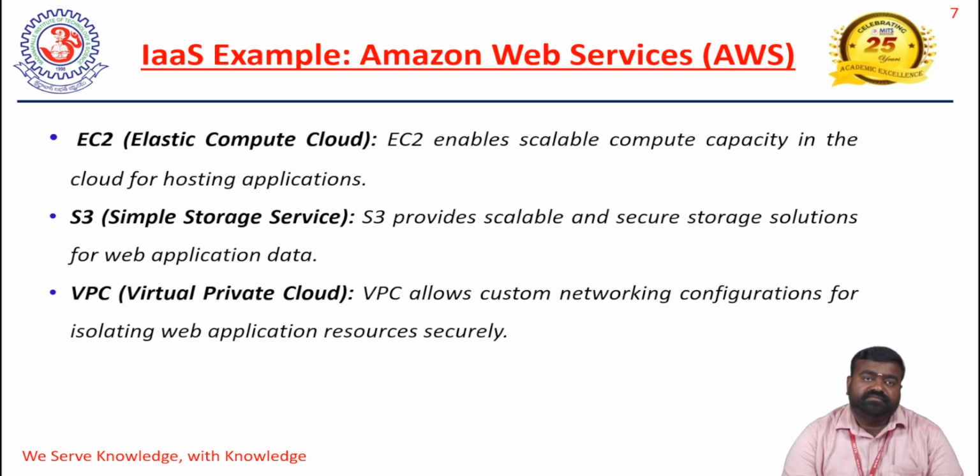The next one is infrastructure as a service examples. Who is offering infrastructure services? Amazon Web Services. Amazon is the top leader in the market. They provide different kinds of infrastructure services. The best one is EC2, Elastic Compute Cloud. It enables scalable compute capacity in the cloud for hosting any kind of application. Suppose you are developing an application that requires a huge amount of resources. In this scenario, we don't want to buy new hardware. We approach Amazon Web Services.